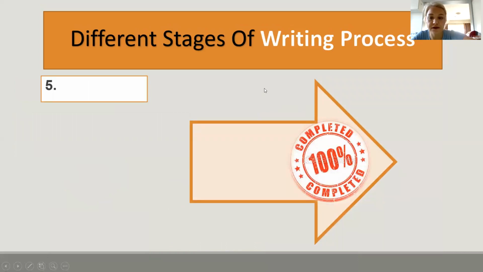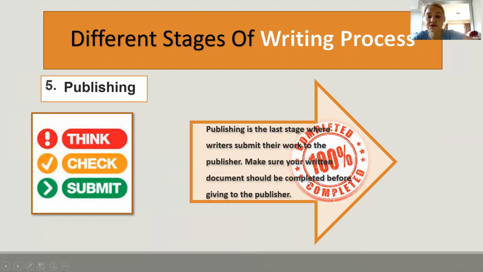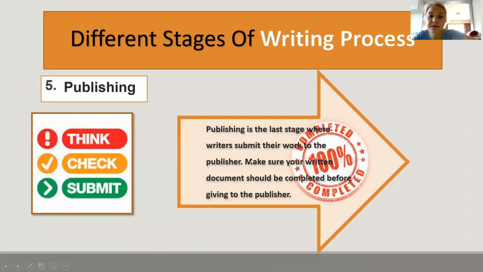And then the fifth and final stage of writing is publishing. So this is where you need to think about the writing text and paper. You need to make sure that all your mistakes are corrected, and then you can submit your paper. So this phase is where you need to make sure that your paper is 100% completed before you submit your final paper. Okay, so make sure your written document is completed before giving it to the publisher.